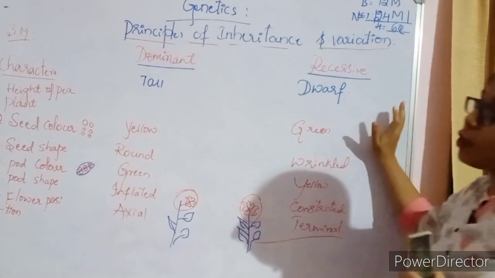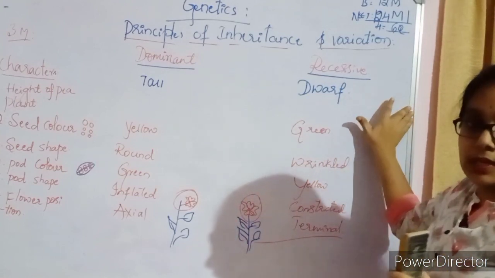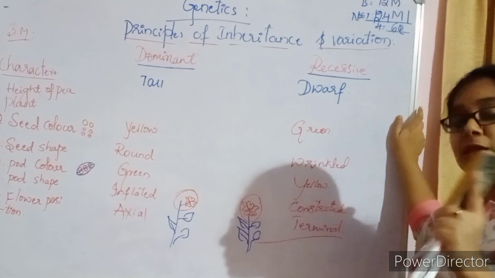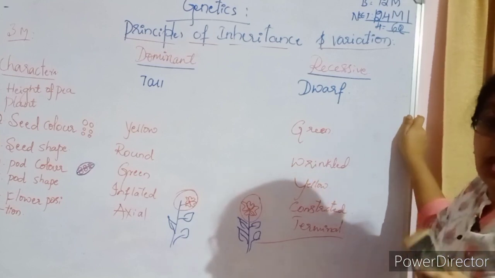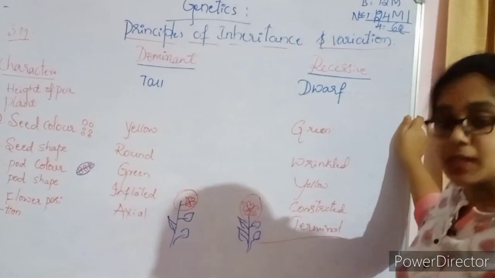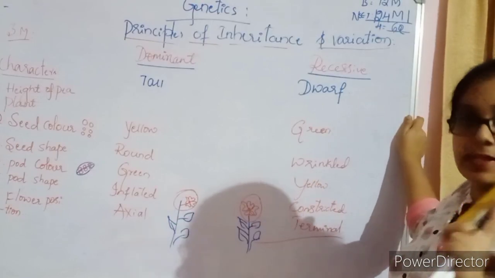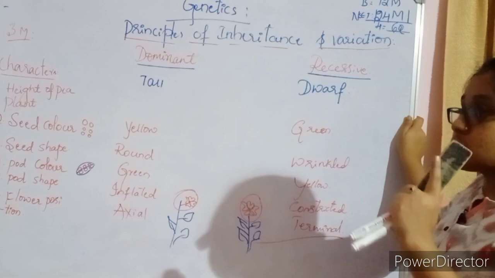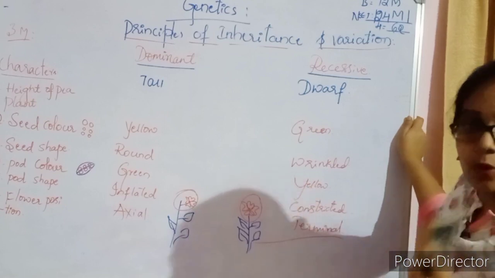Okay, so these points are very much important. So you have to remember the 7 pairs of contrasting characters, and these 7 pairs of contrasting characters were selected in pea plant. The reason I'm going to tell in the later classes. Okay, so this is highly important.